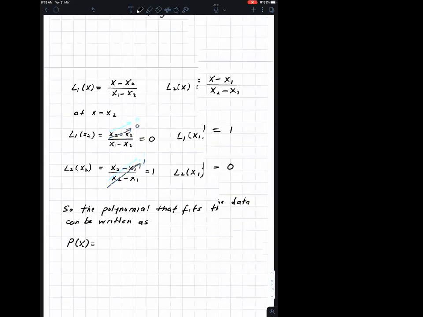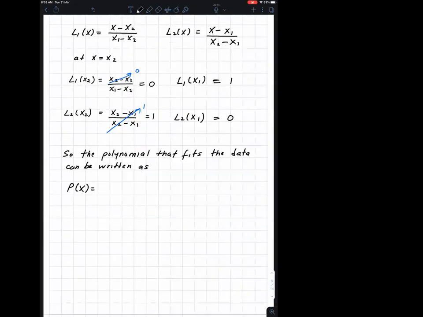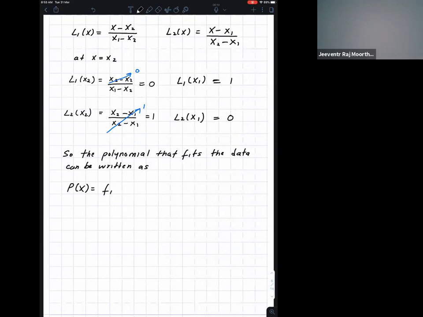So after evaluating those Lagrange polynomials, the overall polynomial... I apologize, my Wi-Fi is unstable.